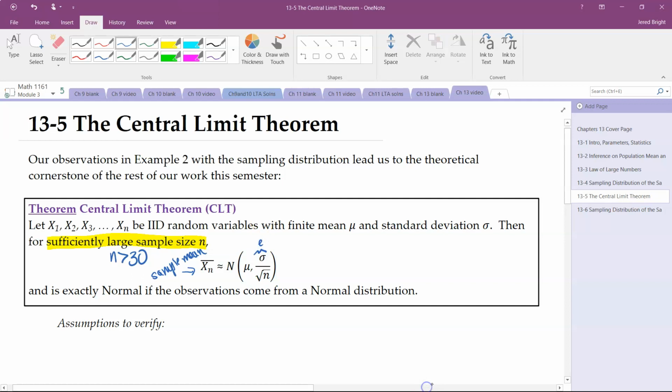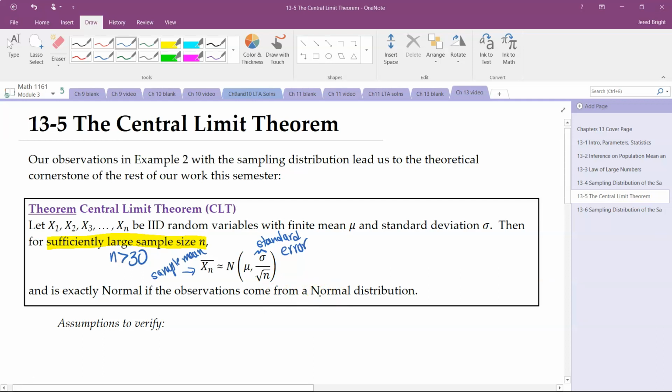So you might recall that when you did summary statistics in the data analysis tool pack, it gave you standard deviation and standard error. Standard error is just standard deviation over root n. And then we have approximately normal, and in fact we would have that it is normal if we're sampling from a normal distribution.